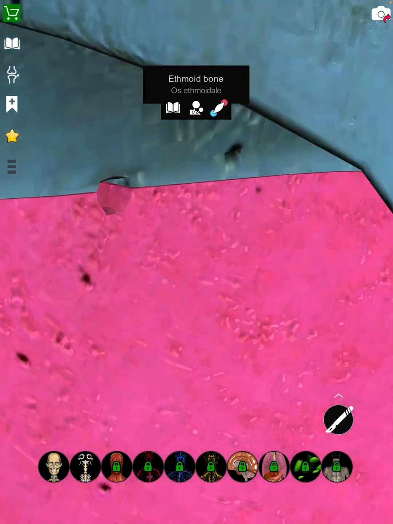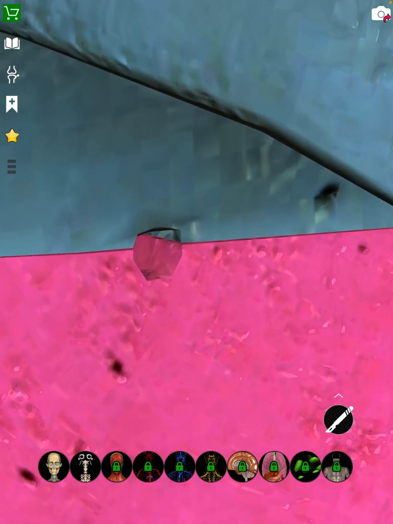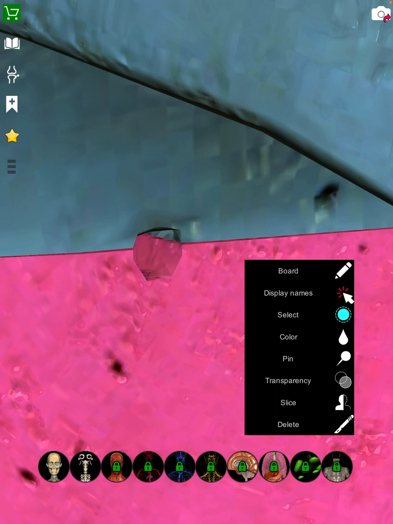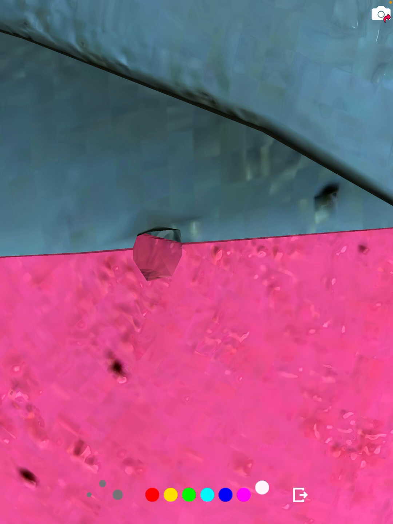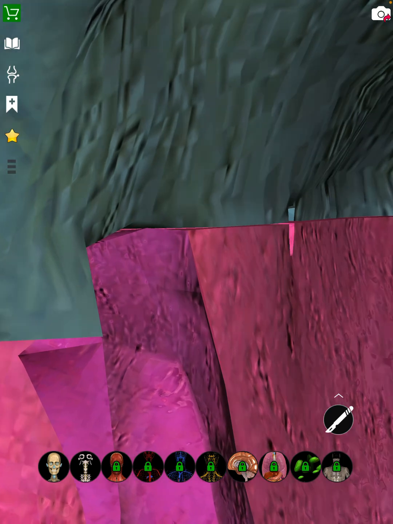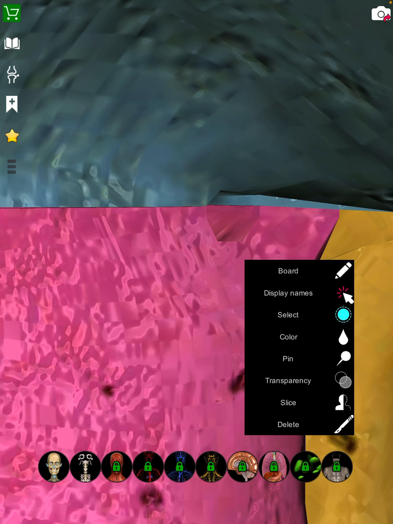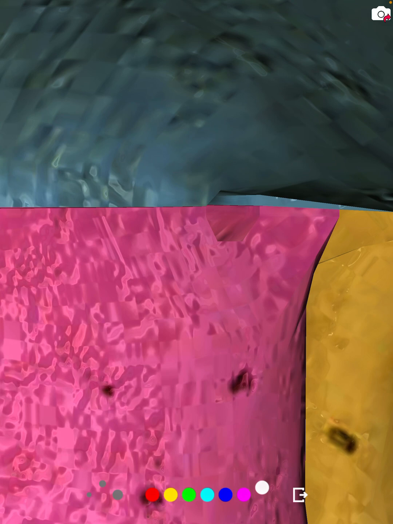So what is happening here is that in the ethmoid bone we have a sulcus. See the sulcus in the ethmoid bone. This sulcus we call the ethmoid groove, the ethmoid sulcus. This is your anterior ethmoid sulcus, and in a similar fashion we have, on the posterior side, our posterior ethmoid sulcus, this one.